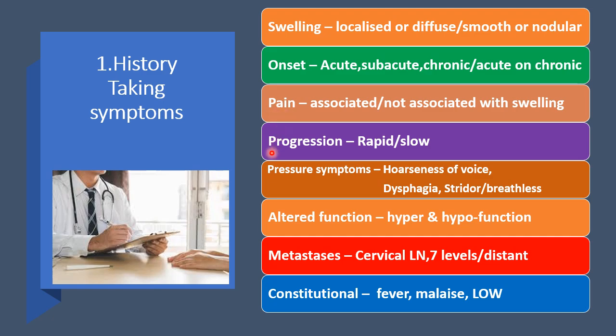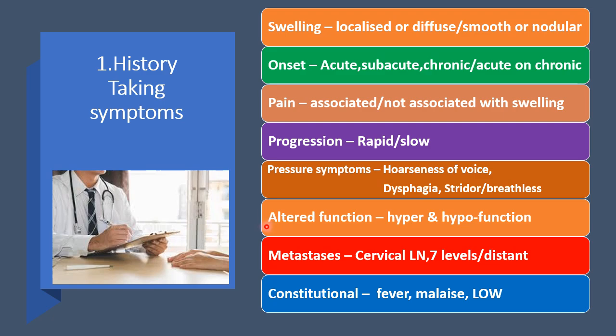Then the progression of this swelling, rapid or slow progression. Does it grow in size or is it static? These are all important features that you must look for. And then pressure symptoms, pressure of the thyroid onto the adjacent structures, usually the recurrent laryngeal nerve, which leads to hoarseness of voice, the esophagus leading to dysphagia, and pressure on the trachea can lead to stridor or the patient complains of breathlessness.